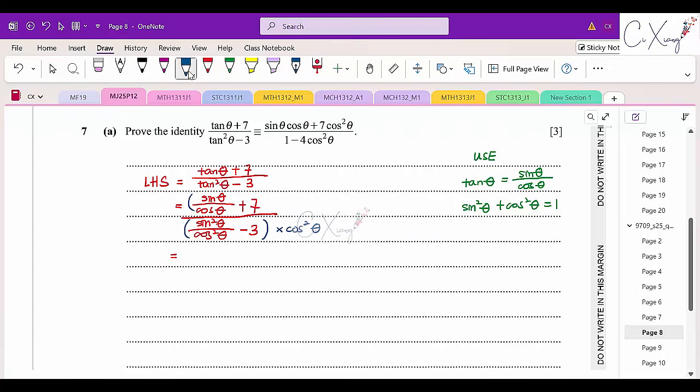Same thing happens for the top one. If you want to keep your equation balanced, the numerator also has to be multiplied by cos square theta. So when I multiply cos square theta into the bracket, to both the numerator and denominator, what do we have? We'll have sine square theta minus 3 cos square theta in the denominator. Then for the numerator on top, if you multiply cos square to this part, you will have sine theta multiplied with cos theta, then plus 7 cos square.